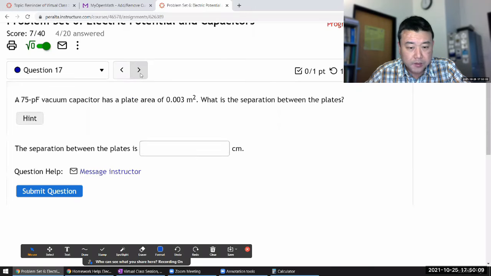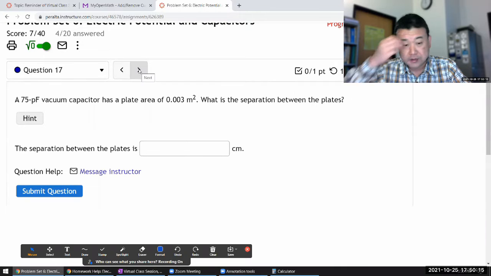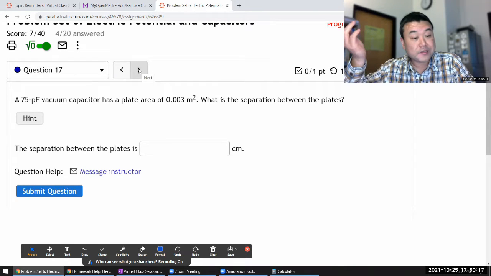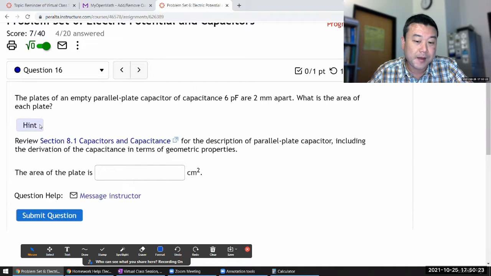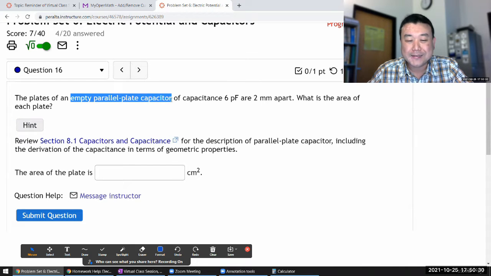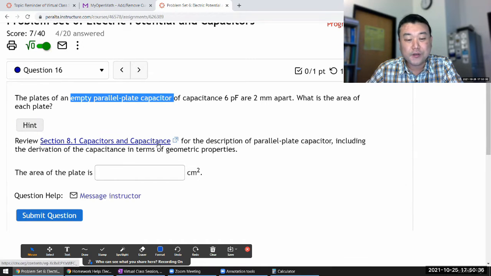Question. So there's a couple different questions, like questions 16 and 17. Let me do 17. They are basically the same thing because both of them amount to having to know the formula for the capacitance of the vacuum parallel plate capacitor. And there's a derivation done in the textbook.